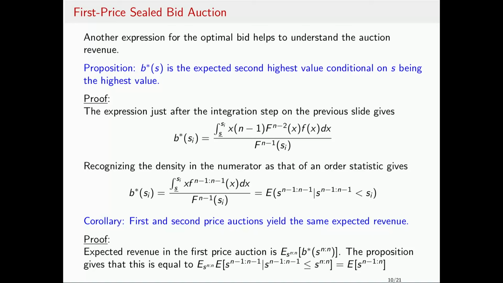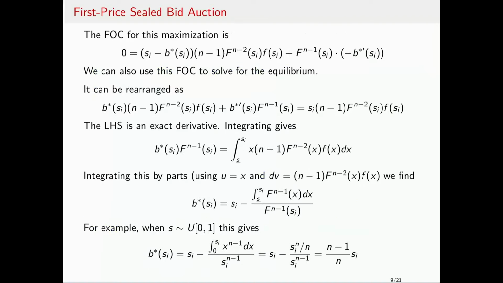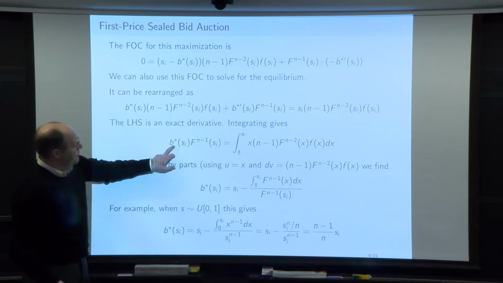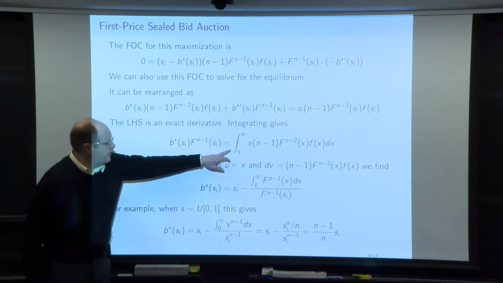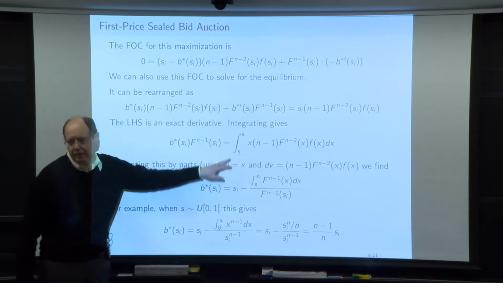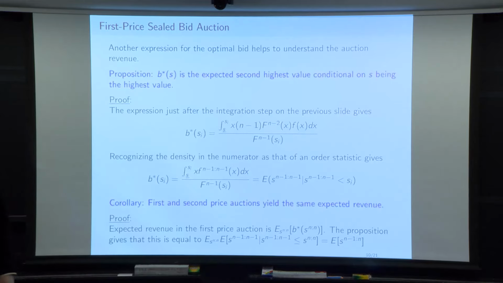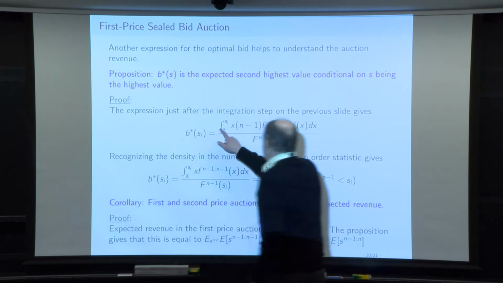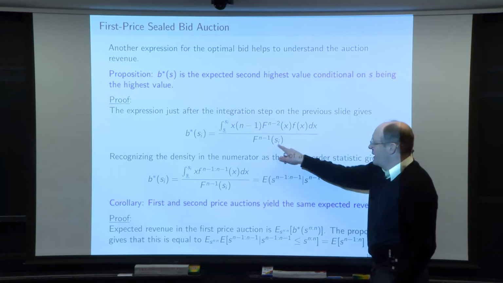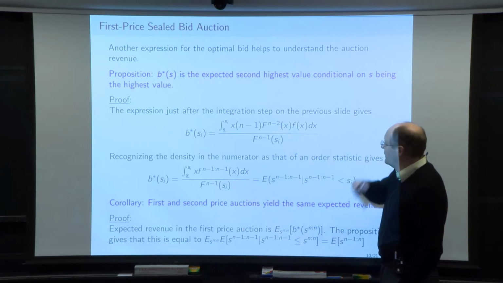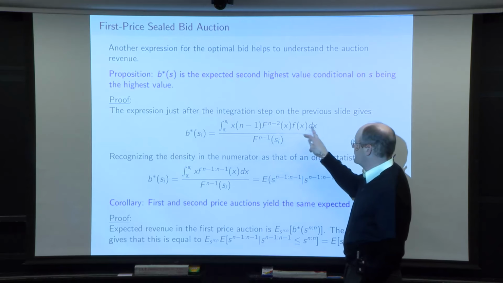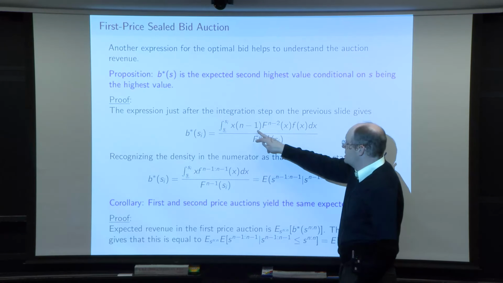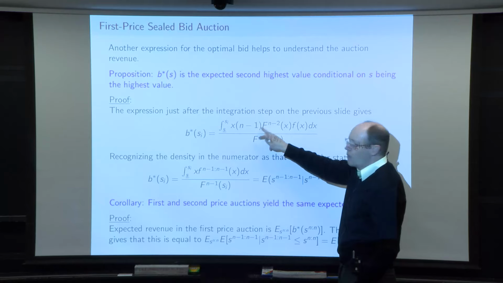Why is that true? I don't have great intuition, but it's easy to see it mathematically. So, on the previous slide, I sort of recognized both sides were derivatives, and I got this expression for B star of S as an integral. So that gives me B star of S is this integral of this density on the top and F to the n minus 1 on the bottom. But if you look at what this density is, n minus 1 F to the n minus 2 little f of x dx, that's the density of the highest of n minus 1 draws from F.